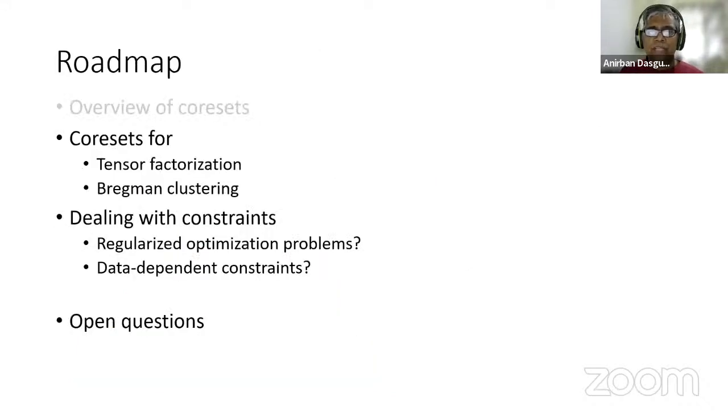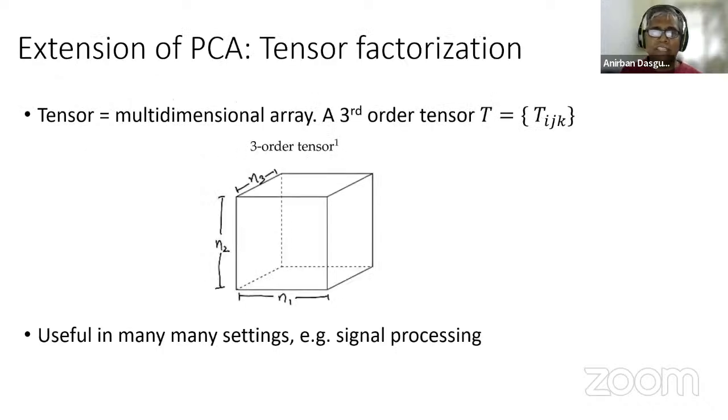Okay, so here is the roadmap for our problems now. We will first talk about tensor factorization and coresets for that. Then we'll talk about Bregman clustering. Let's see, what is a tensor? Any questions, by the way, until now?